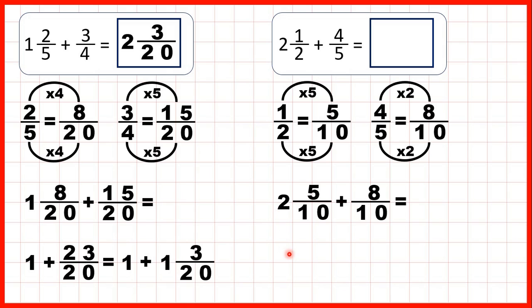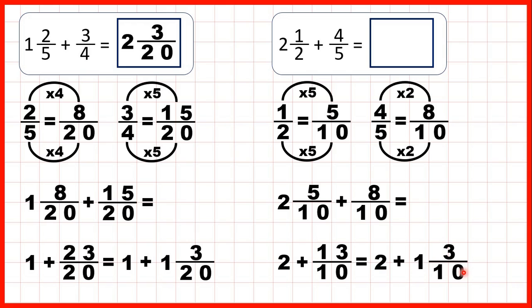So now we have two wholes, but when we add our fractions, the denominator stays the same, and 5 plus 8 is 13, so that's 13/10. But again, we can't write 2 13/10 as our answer because we can't have an improper fraction in a mixed number. So we need to change 13/10 into a mixed number before we add the two wholes. So we can rewrite this as 2 plus 1 3/10.